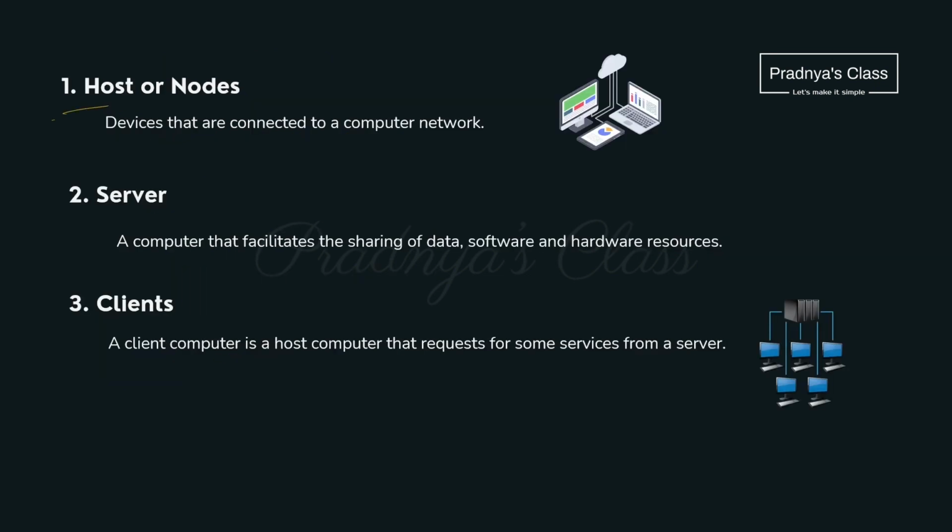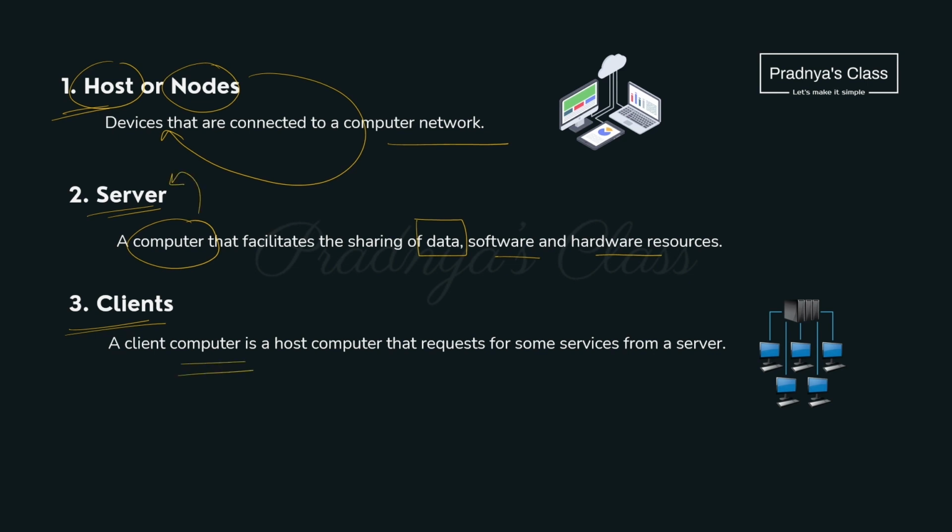The first term in networking we use as nodes or host. It is nothing but the devices which are connected over the network. What is server? It is also nothing but a device or computer, but it's the main device which is used for sharing of data, software and hardware. The third term is client. One main computer will be there which is called as server. Other computers are called as clients. So client also is nothing but a node or a host over the network.